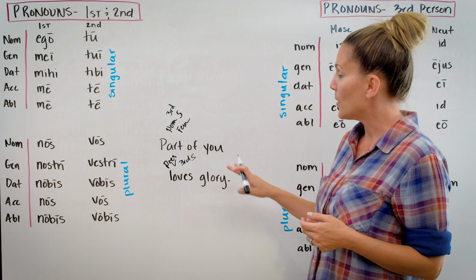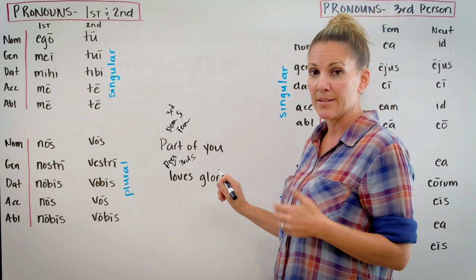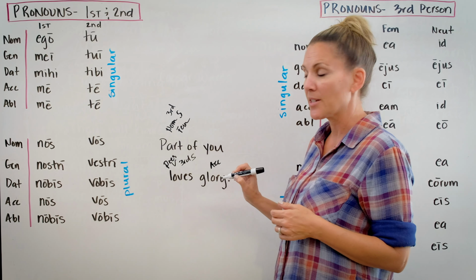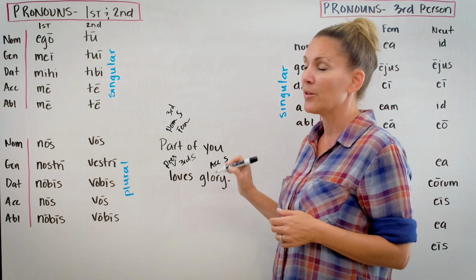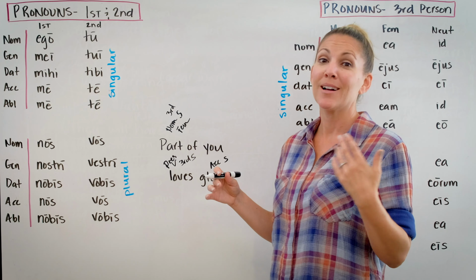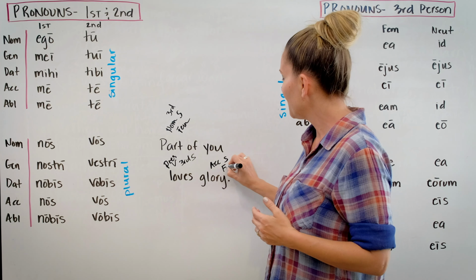And then can I answer the question, part loves who or what? Yes, part loves glory. So glory is my accusative, my direct object. It is singular. I know the word for glory belongs to the first declension because I've memorized all this. Gloria, gloriae, and that is feminine.